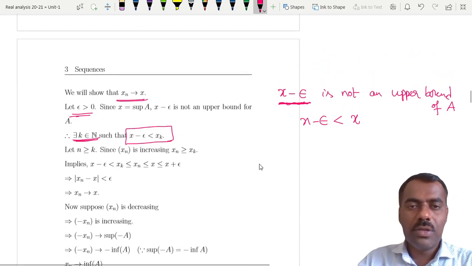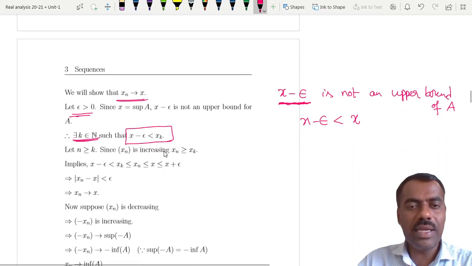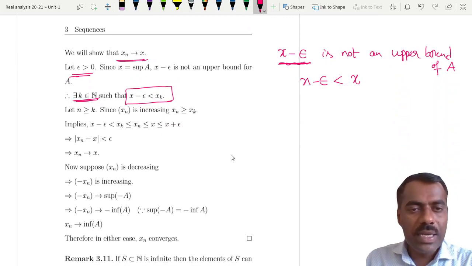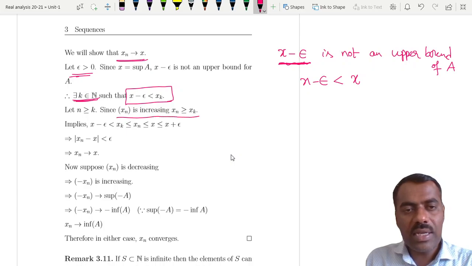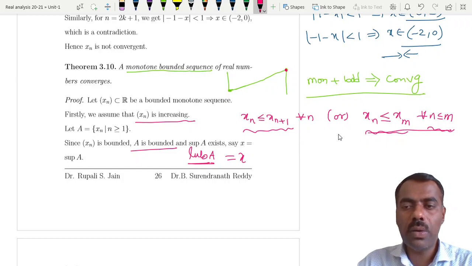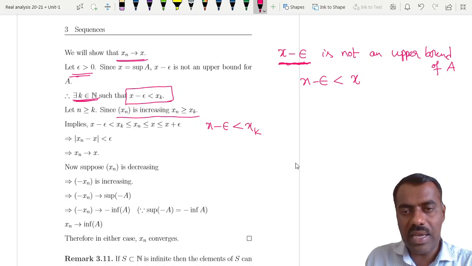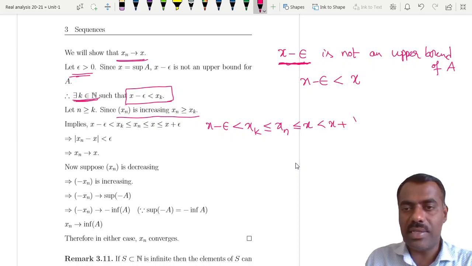Now, so far we have not used the monotone sequence definition; we have used only boundedness. Now we will use monotoneness. Because Xn is increasing, take any n greater than or equal to k. Then Xn is greater than or equal to Xk, and we know that Xk is bigger than X minus epsilon. So X minus epsilon is smaller than Xk, which is less than or equal to Xn, but all are anyhow less than or equal to X, because X is the least upper bound, and X is strictly less than X plus epsilon.